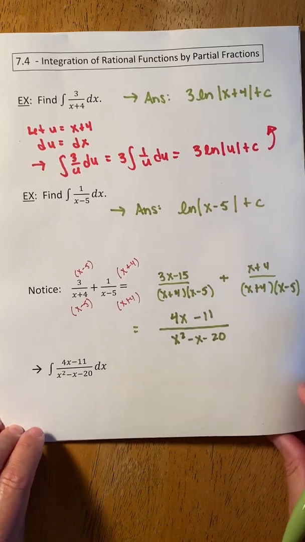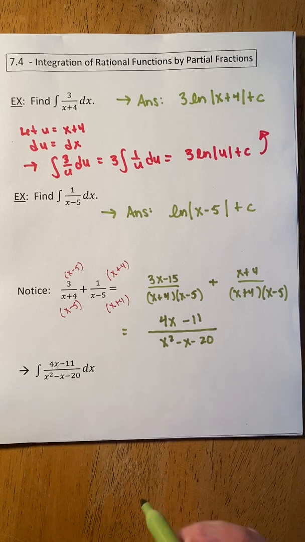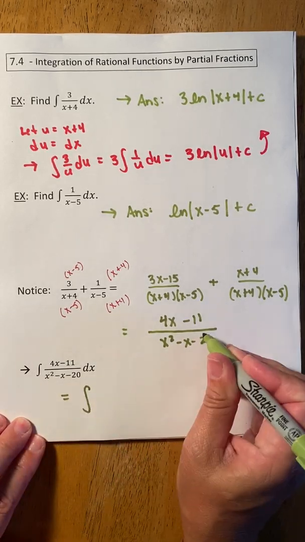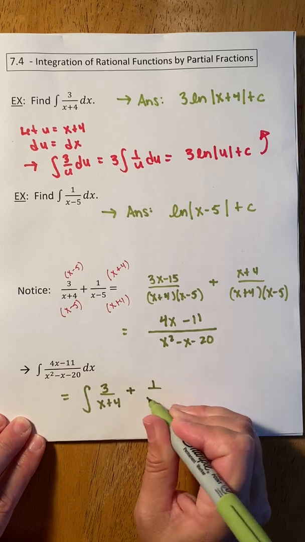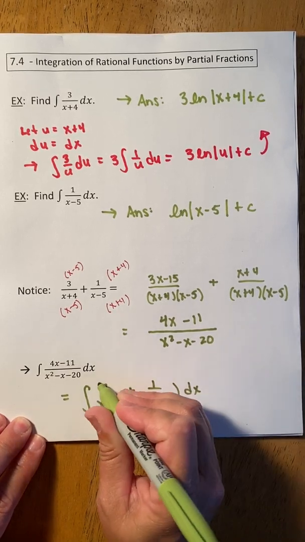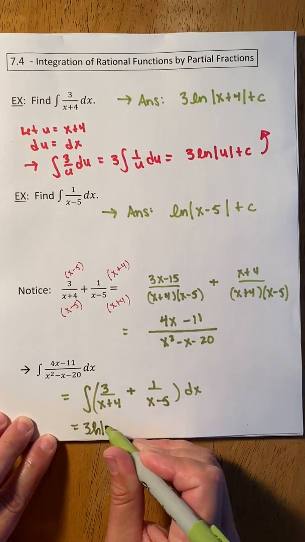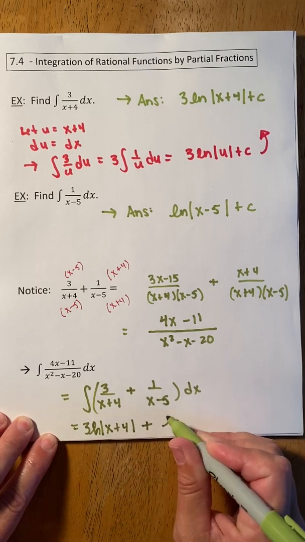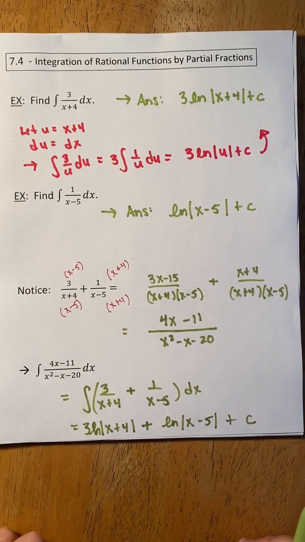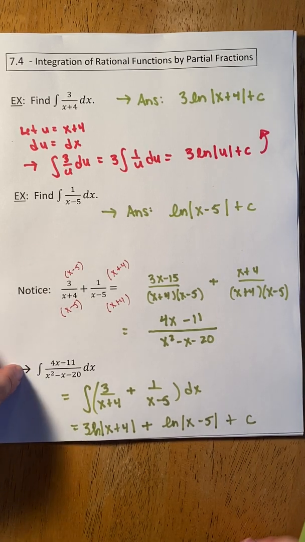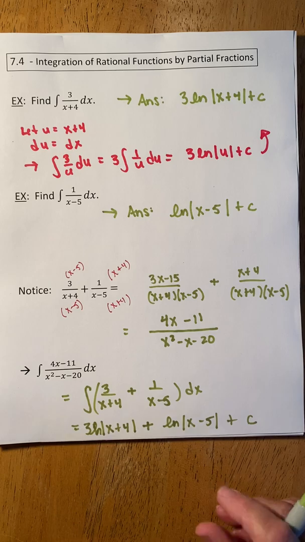So therefore, if we were presented with this integral, 4x minus 11 over x squared minus x minus 20, we know that that's equivalent to, if we go in reverse, 3 over x plus 4 plus 1 over x minus 5 dx, right? And we already integrated this. This is just 3 times the natural log of the absolute value of x plus 4 plus the natural log of the absolute value of x minus 5 plus c. So what we're trying to do is take more complicated rational expressions and learn how we can break them down into simpler rational expressions which we can just integrate straightforwardly.